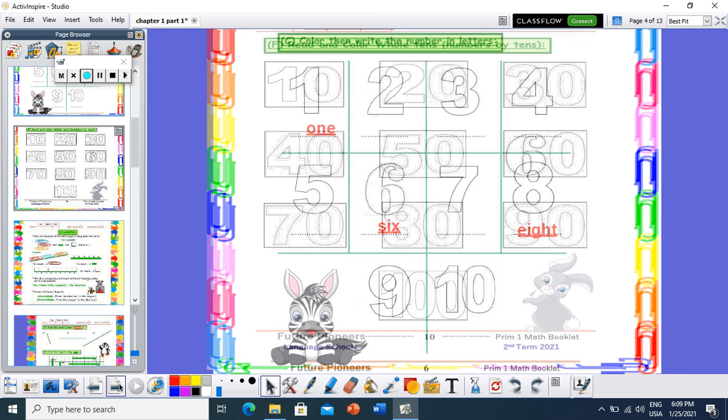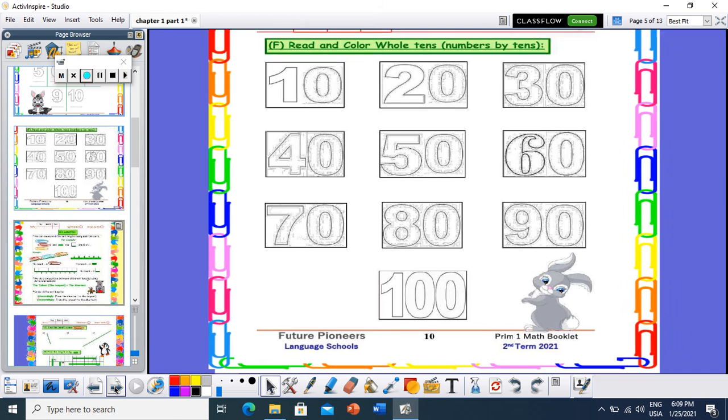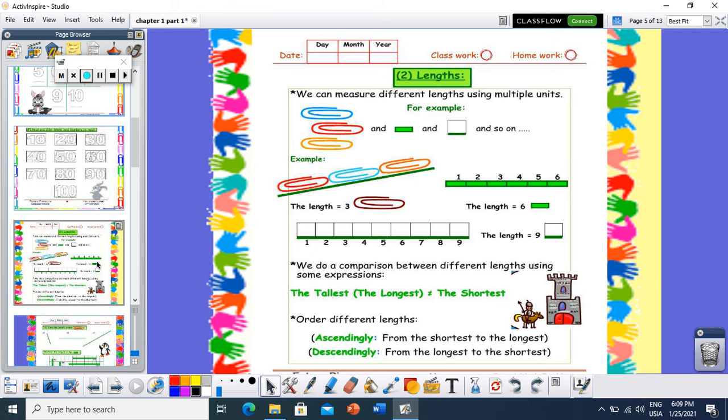Let's move to the next page. Read and color the whole tens. Who can remind me? How can I count by tens? Where is your magical hand, Primary 1? Excellent. So all of you now count with me by your magical hand. 10, 20, 30, 40, 50, 60, 70, 80, 90, and 100. Great job. Let's start our first topic today, which is talking about the length.